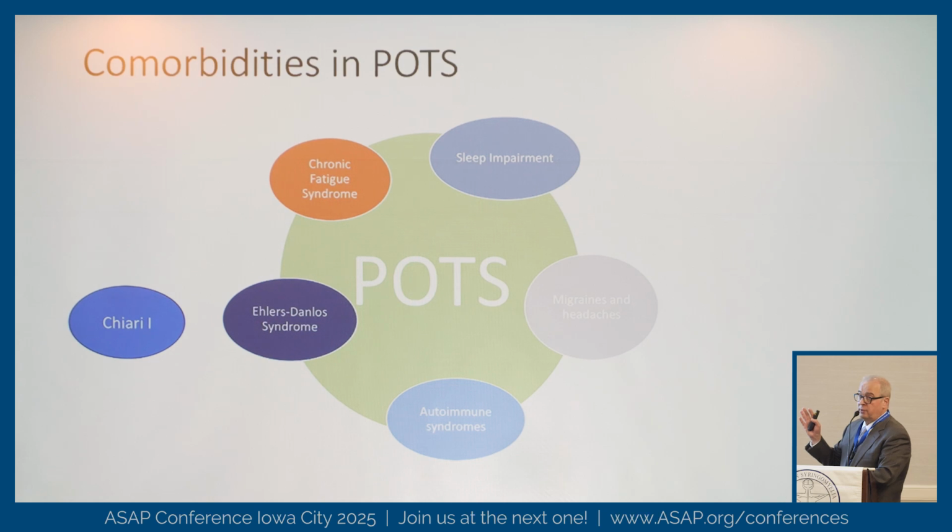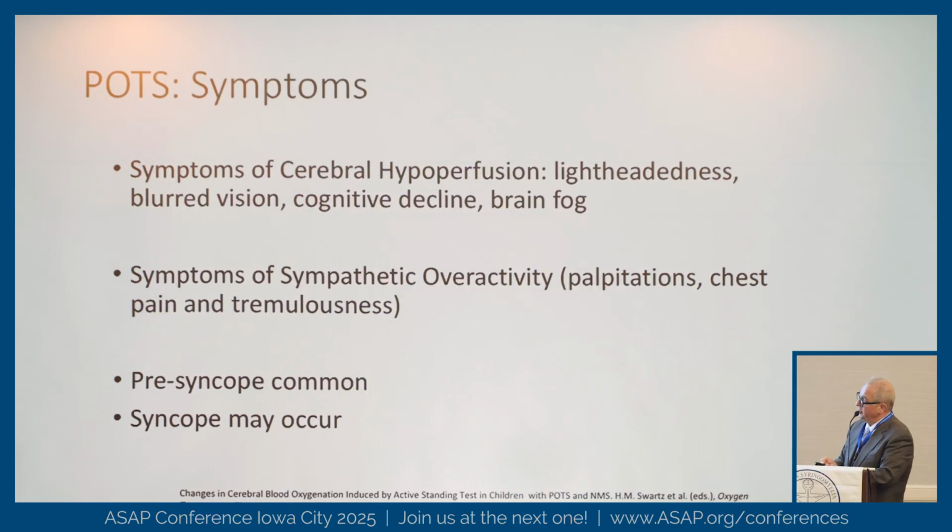But it's important to remember that POTS has comorbidities. So, we talked about Ehlers-Danlos, we talked about Chiari, but you can have migraine headache. Migraine and headache are common in about 30 to 40% of patients with POTS. Sleep impairment and chronic fatigue can happen in some patients. The POTS symptoms are interesting because they mimic the symptoms of orthostatic hypotension, yet there is no hypotension. These patients don't drop the blood pressure, but they have all the symptoms of a decrease in their blood pressure, which is really a mystery in this condition.